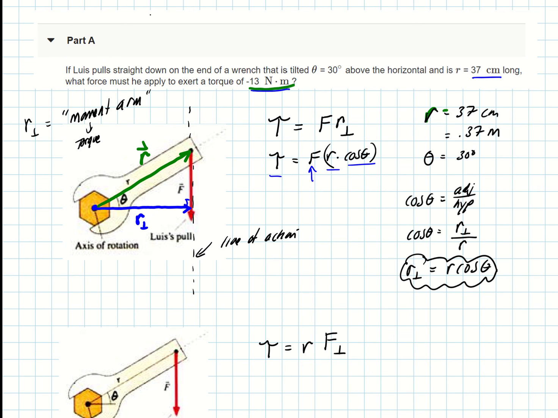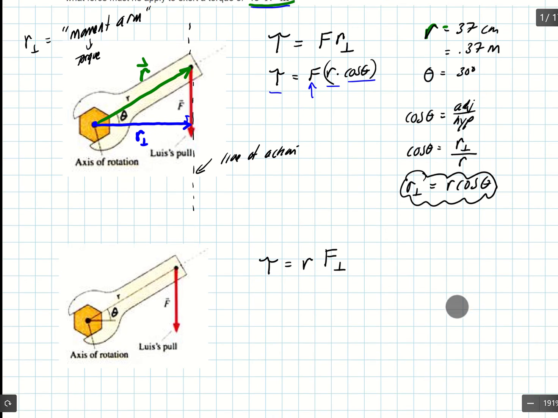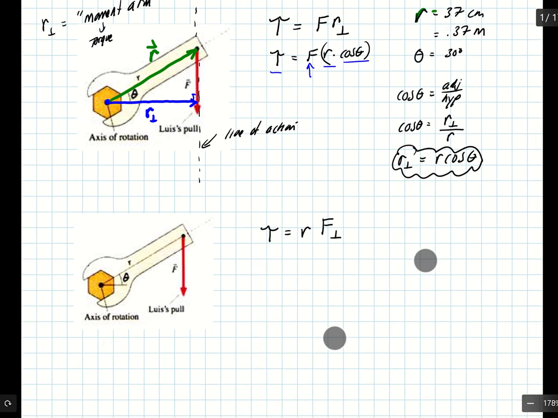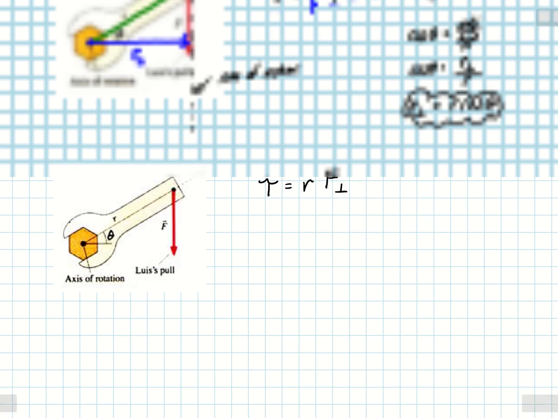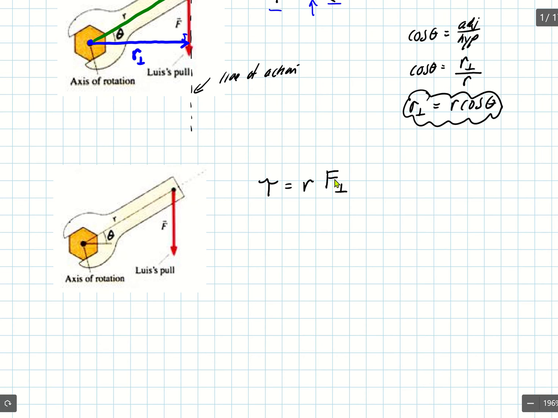Okay, let's do the exact same problem with a little bit of a different perspective, which is now we're going to think about keeping the r vector, whatever that length is, and we're not going to mess with that. Instead, we're going to think about what part of this force is perpendicular to the r vector. So I'm going to draw my little box.